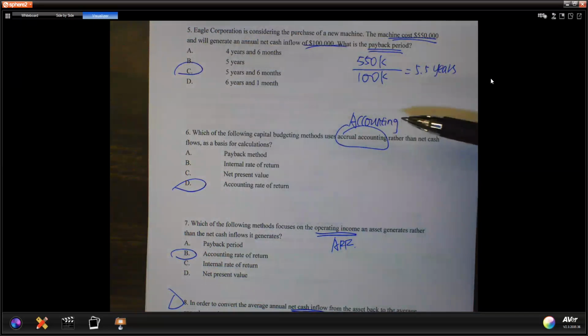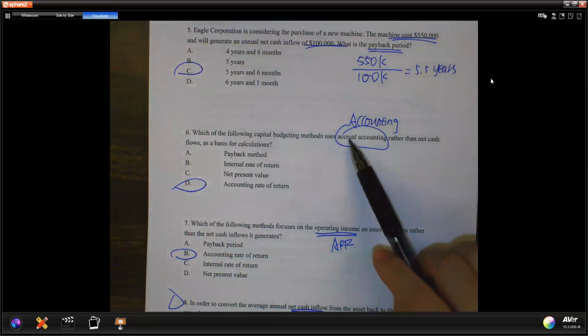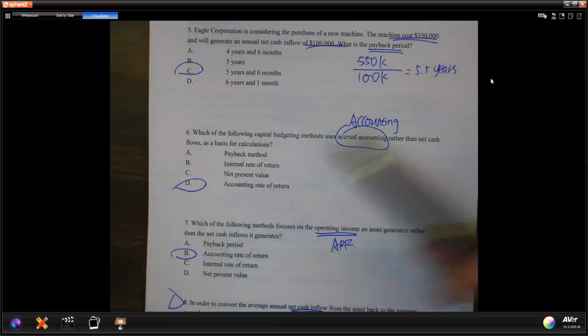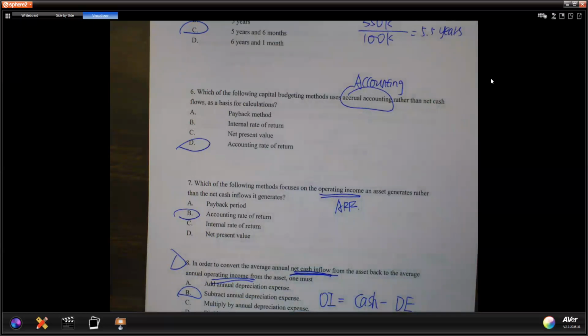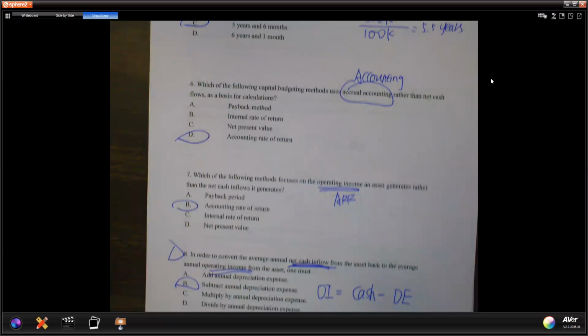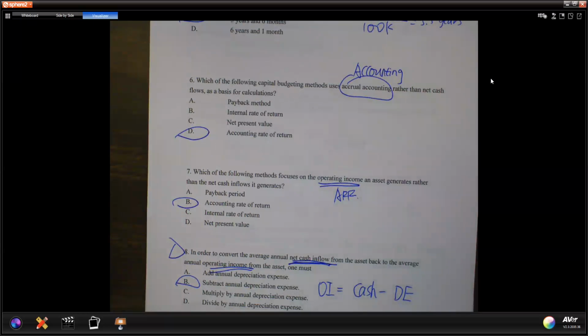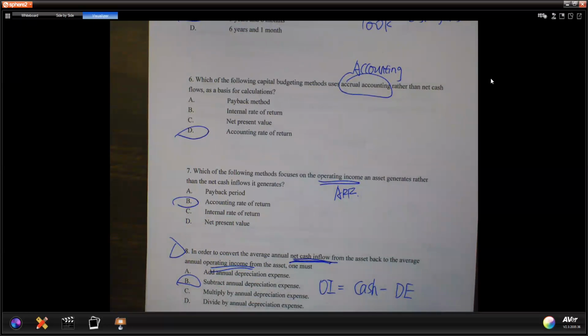Question 6, talking about ARR. We said accounting accrual is the ARR. Question 7, talking about operating income. That's definitely ARR. Just look at the keyword. I'm not going to read it. Make sure you do this first, and then you check your answer with me.